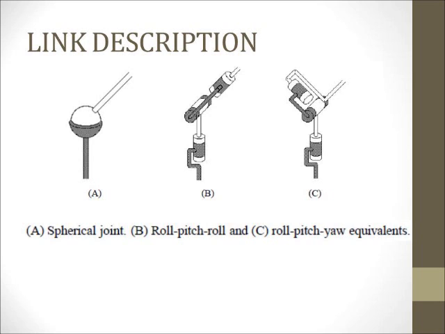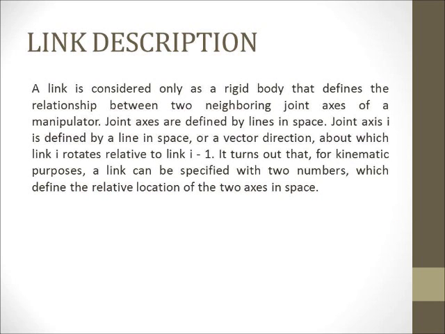A link is considered only as a rigid body that defines the relationship between two neighboring joint axes of a manipulator. Joint axes are defined by lines in space. Joint axis i is defined by a line in space, or a vector direction, about which link i rotates relative to link i minus 1. It turns out that for kinematic purposes a link can be specified with two numbers which define the relative location of the two axes in space.